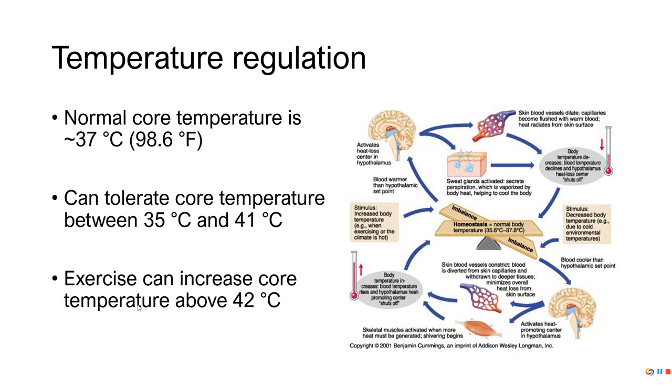So when it comes to temperature regulation, as we've said, our normal core temperature is about 37 degrees Celsius, or about 98.6. Generally speaking, humans can survive in temperatures that range anywhere from 31 to 41 degrees Celsius, although at times we can get above 42 degrees Celsius. And if it's exercise, it's not as big of a deal. If you get sick or something like that, that's when issues can happen.